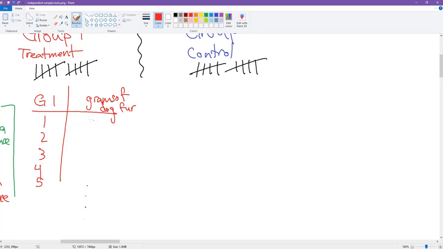So our first dog maybe shed 400 grams, our second dog shed 300 grams, our third dog shed 400, our fourth dog shed 500, and our fifth dog shed, I'm lazy, 400.